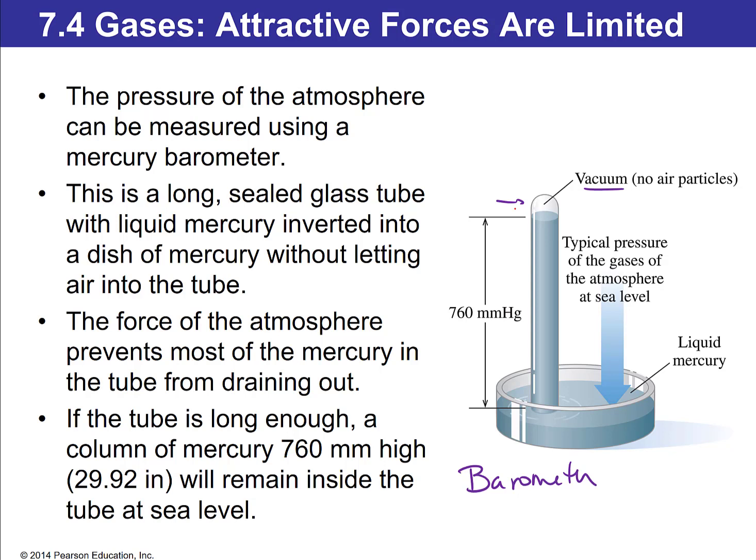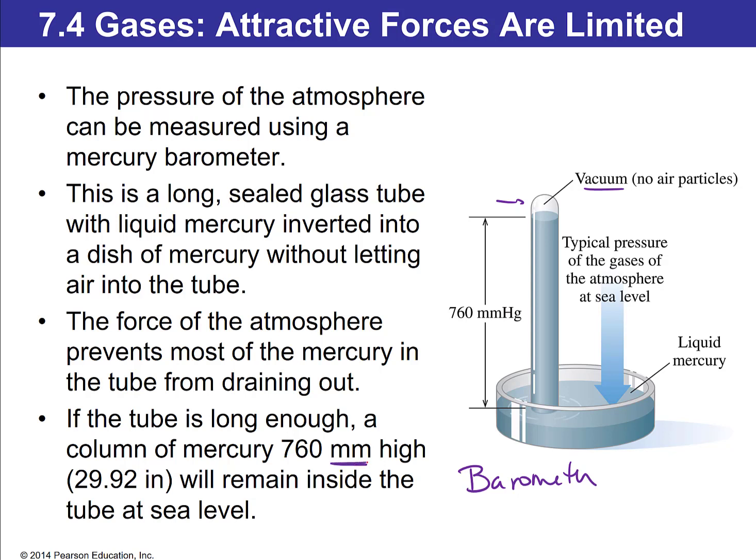So when pressure is high, the column of mercury is higher. When air pressure is low, there's less pressure pushing down, so the column of mercury drops. And so that's how they can actually measure barometric pressure.